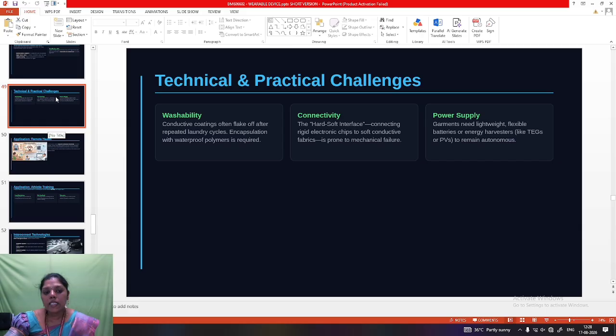Technical and practical challenges: washability, connectivity, power supply. Washability: the conductive coating often comes off after repeated laundry cycles, so encapsulation is needed. Connectivity: the hard-soft interface connecting rigid electronic chips to soft fabric. Power supply requires a lightweight, flexible battery and energy harvesting.